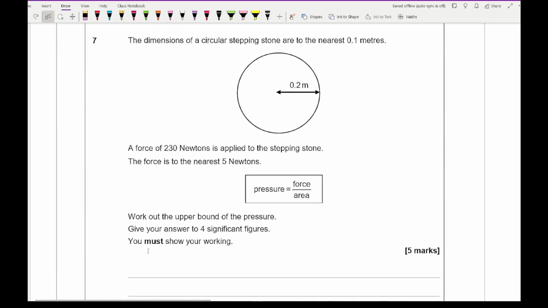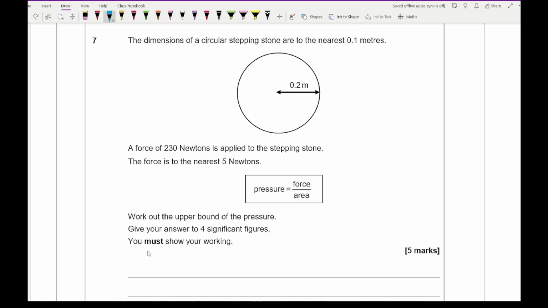Then moving on to question 7, it says the dimensions of a circular stepping stone are to the nearest 0.1 meters. A force of 230 newtons is applied to the stepping stone. The force is to the nearest 5 newtons, and we've got the pressure formula given, and it says work out the upper bound of the pressure, give your answer to 4 sig fig, and you must show your full working out.